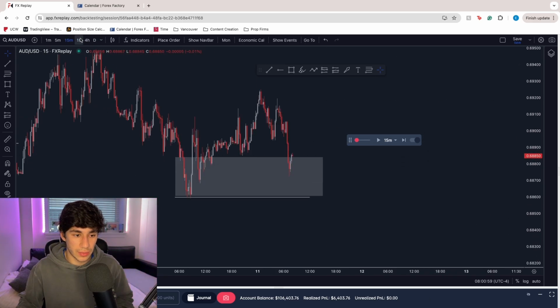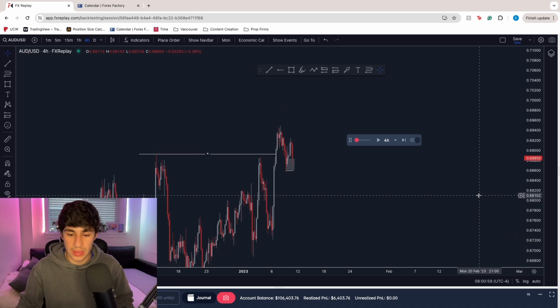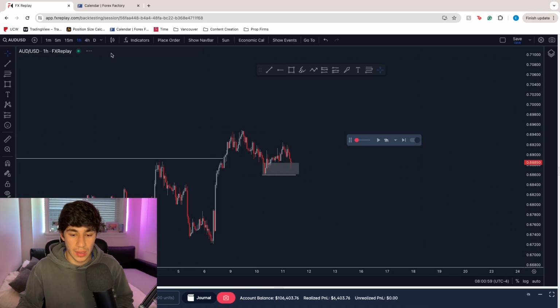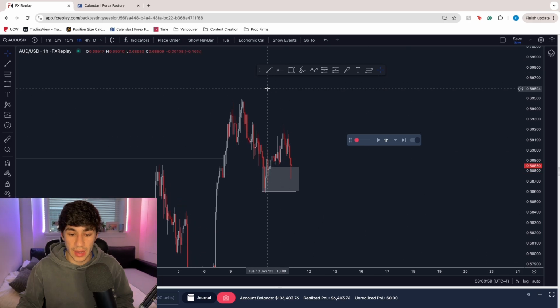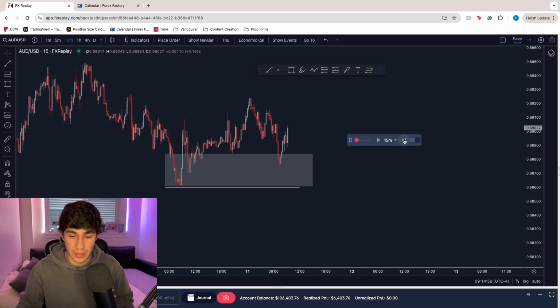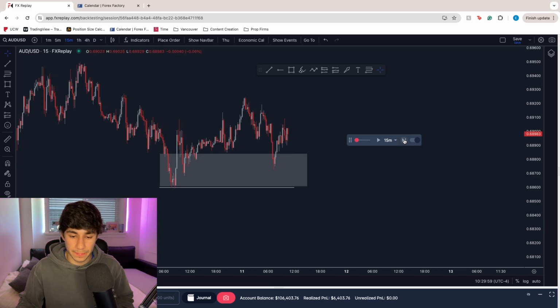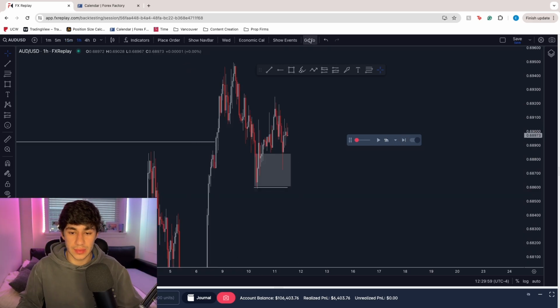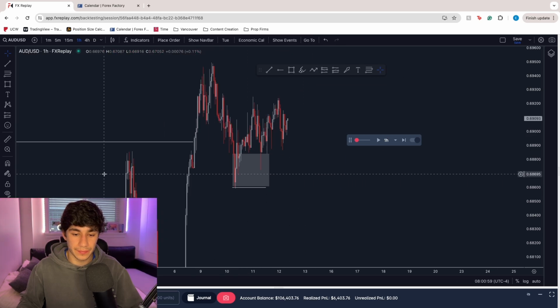But for now, there's nothing for me because I honestly don't like the fact that there's no clear break of structure to the downside in this zone. So I might see some movement to the upside taking this high. Let's move forward to see what happens, see if there's maybe a possibility for us. Yeah, so not too much. The session has ended, so now let's move to the next day.